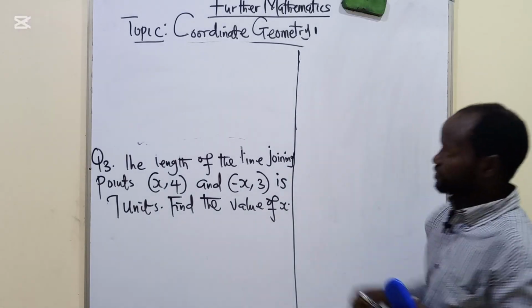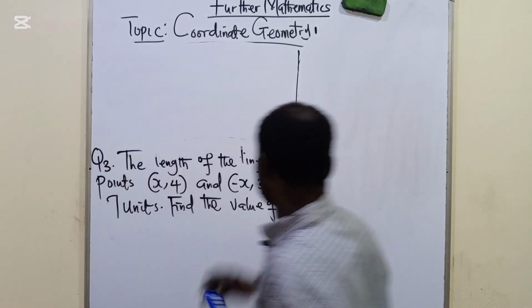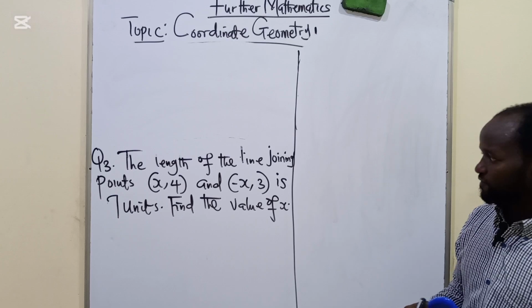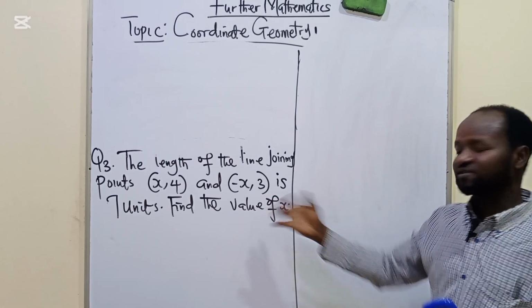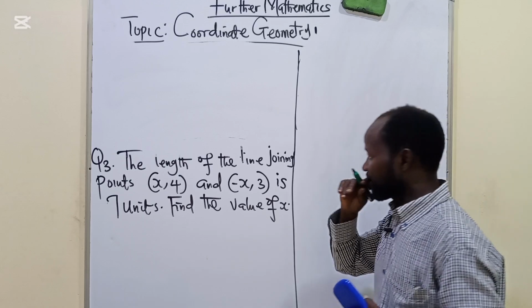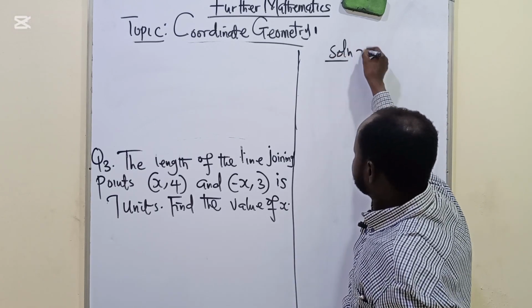Let me start the interpretation here. The question reads: where the length of the line joining the points (x, 4) and (minus x, 3) is 7 units. It's the same procedure. Let's bring out the solution to 3 now.